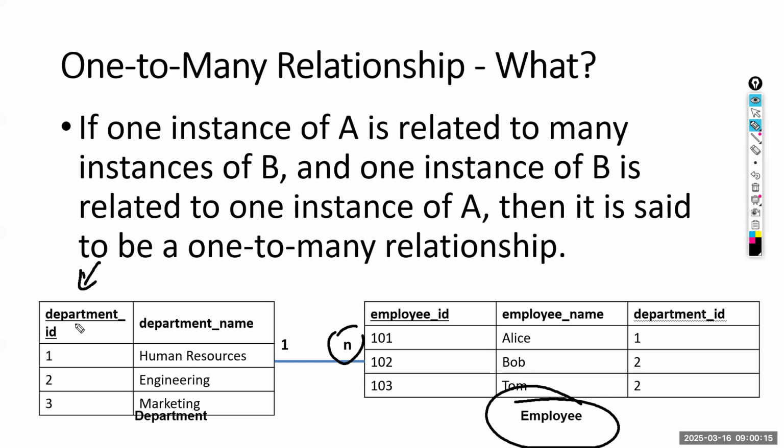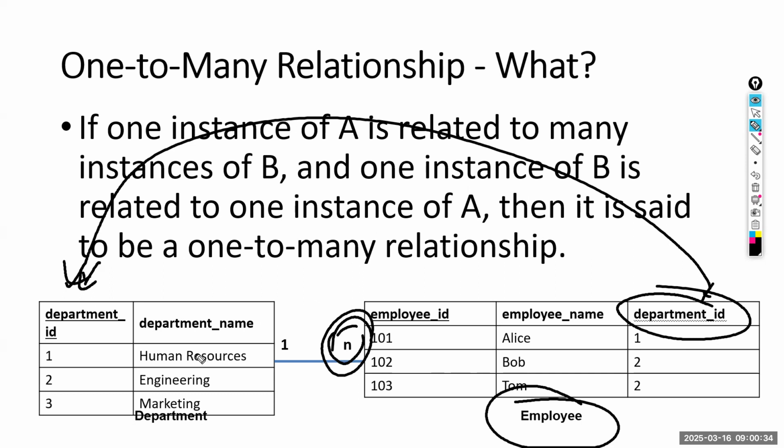So the primary key of the one side is, say, department ID. So then you add department ID. You can use another name also, but then map it to the department ID. I usually use the same name, then you can easily see it. So always in a one-to-many relationship, the foreign key is in the many side, not in the one side.